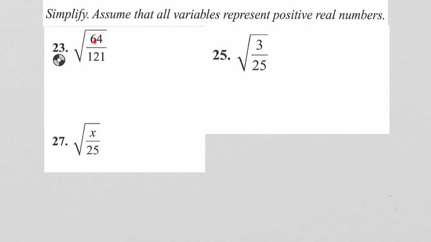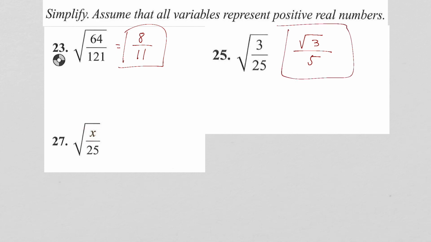Okay, for number 23, when we square root this, we're going to square root the top and bottom. So the square root of 64 is 8, and the square root of 121 is 11. On number 25, we cannot square root 3, so that remains square root 3 in the numerator. But when we square root the 25, we get 5, and it's no longer in the square root. So we have a square root over something that is no longer in a square root.